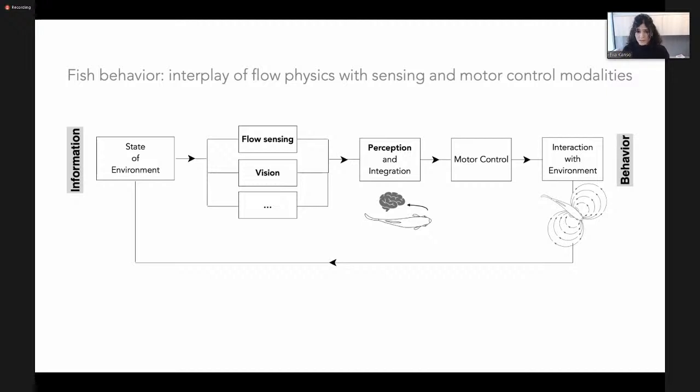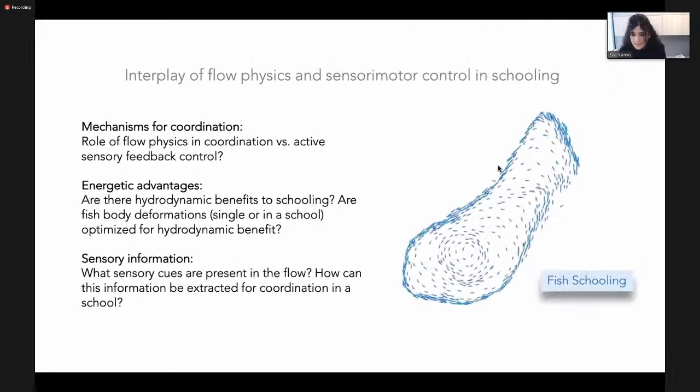And what I'm going to tell today are stories that are physics-based, but hopefully we can go from there to try to begin to understand something about the evolution of the active sensory motor control in these animals. So in the example of schooling that I just mentioned to you, there are many unknown questions, like what's the role of the hydrodynamics in coordination? How much of this coordination is passive and how much of it is active due to sensory feedback control? Are there any energetic advantages to schooling? What are the sensory cues that matter?